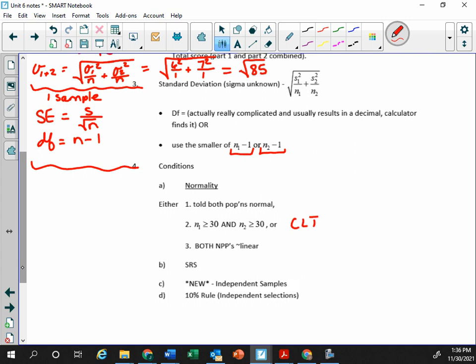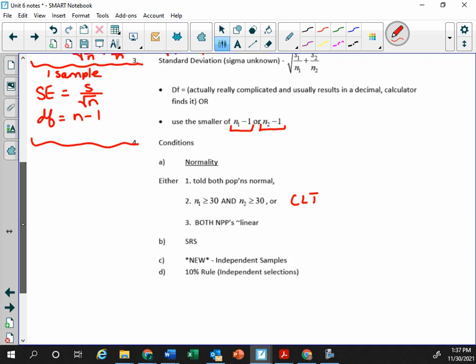You may have been told both populations were normally distributed. Or do you guys know what number 3 means? Both NPPs approximately linear? Good. Yeah, the normal probability plot is approximately linear. We don't use it a lot, so I know it's easy to forget where that even is. It's something you can grab.